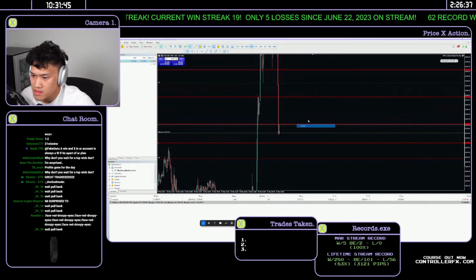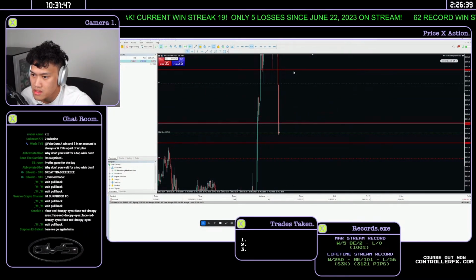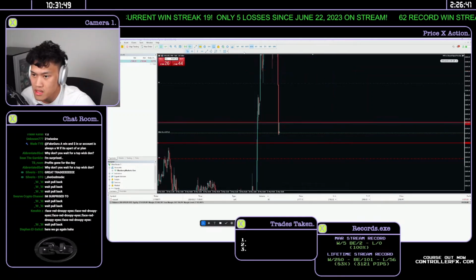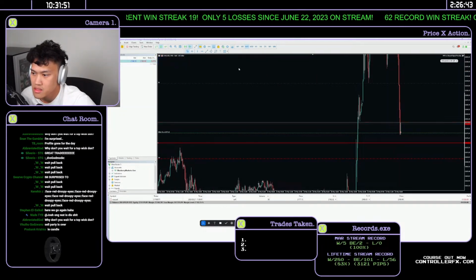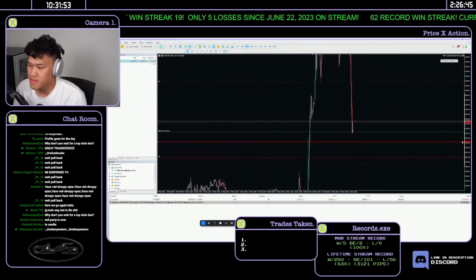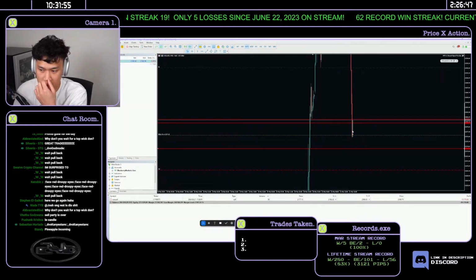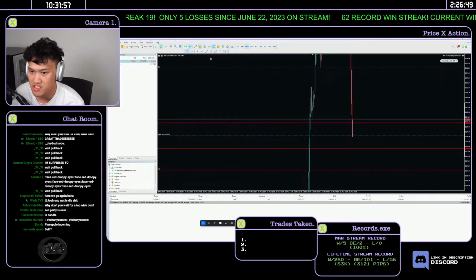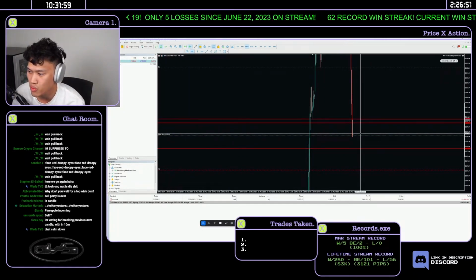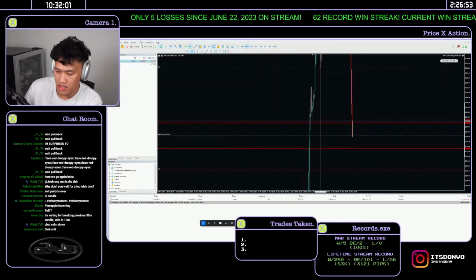Let me delete these levels here on the screen. Delete this, delete that. Some of you guys might have gotten a better entry because by the time I entered, it was already pushing up. So maybe you guys had better entries than me, but I had my entries at 2177.56 off that 30 closure.